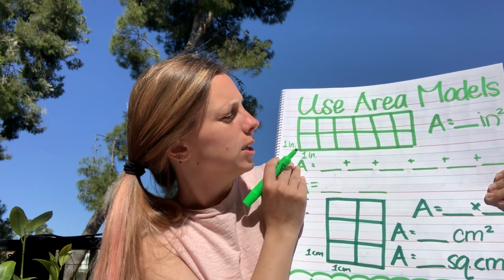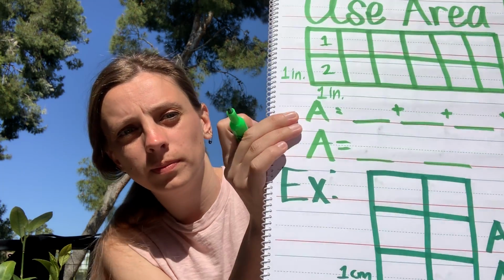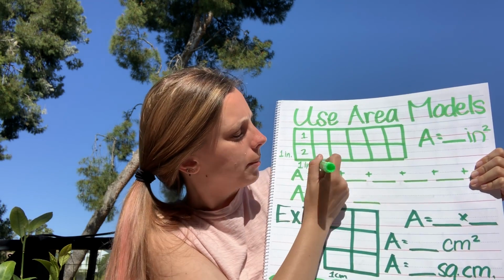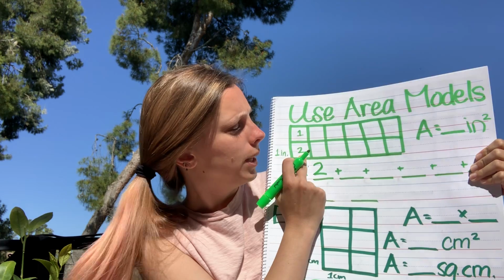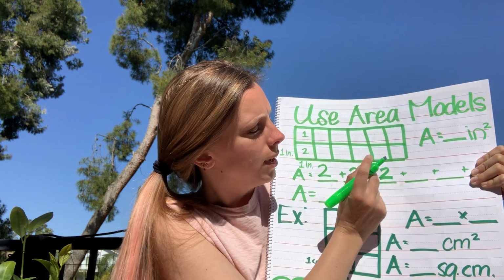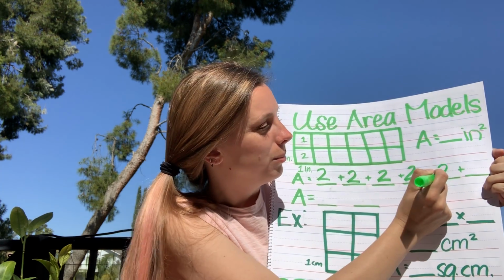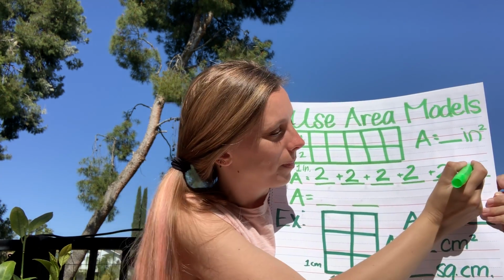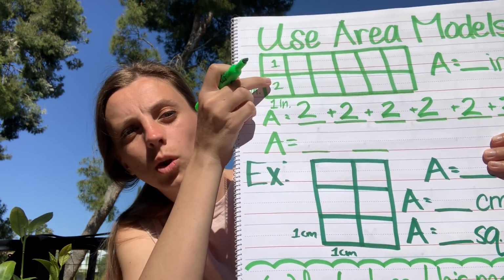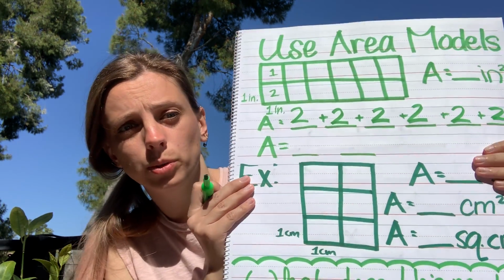All right, my friends? So I know that in each column, I have how many squares? 2, right? So when I add these squares together, I'm gonna have 2 in this column, plus the 2 in this column, plus the 2 in this column, plus the 2 in this column, plus the 2 in this column, plus the 2 in this column. A lot of 2s. So you can see there are 1, 2, 3, 4, 5, 6 groups of 2.